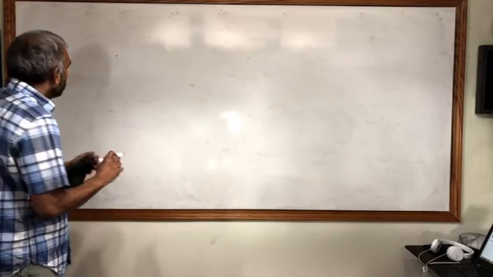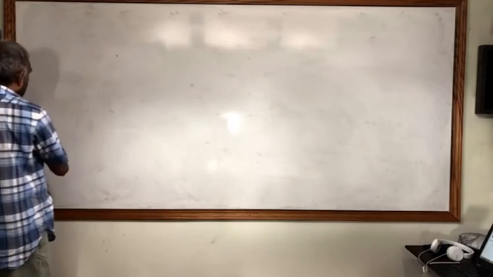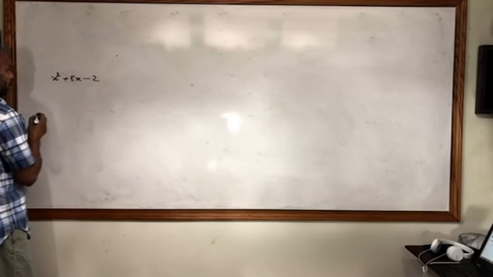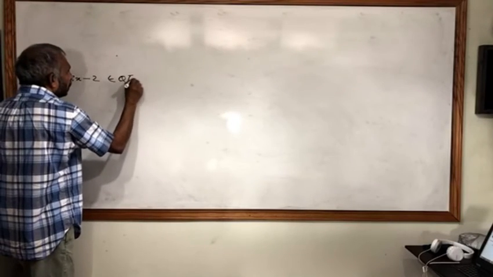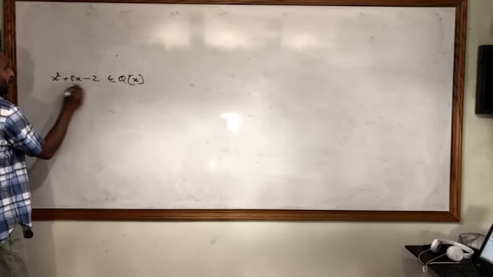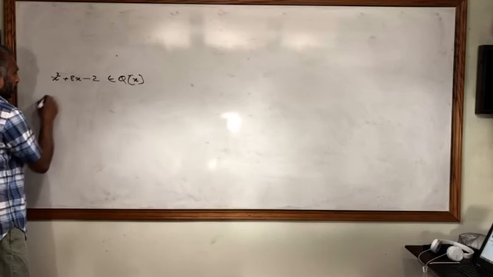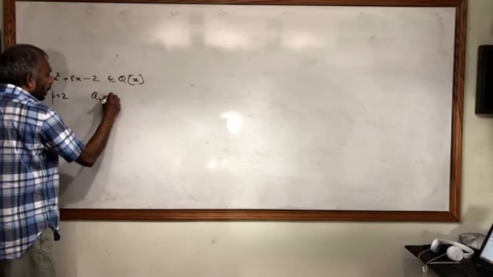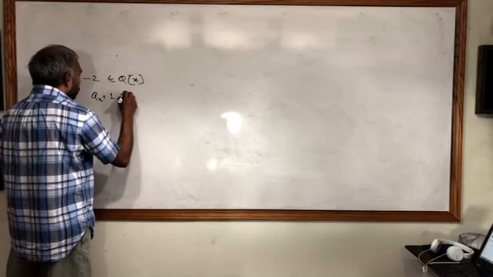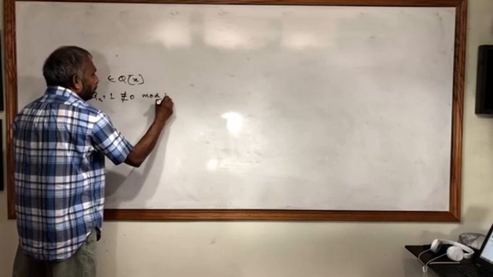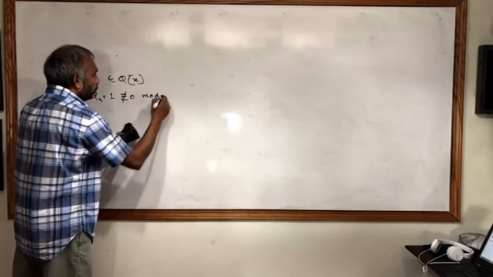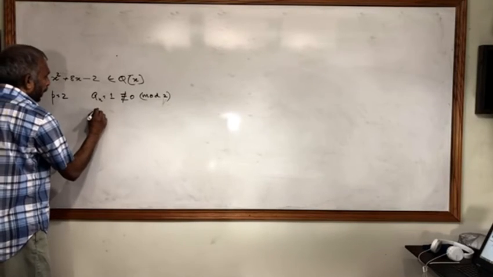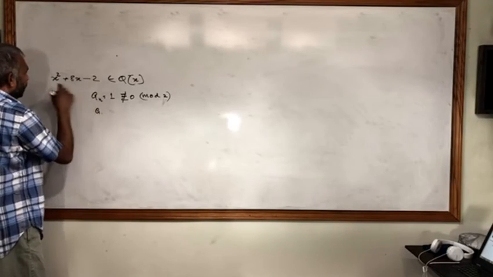Let us do a very simple problem using Eisenstein criterion. x square plus 8x minus 2 in Q of x. We want to show that this is irreducible using Eisenstein's criterion. So p is equal to 2. Here a(n) is equal to 1, which is not equal to 0 mod p. Mod p is mod 2. And n is equal to 2 here.